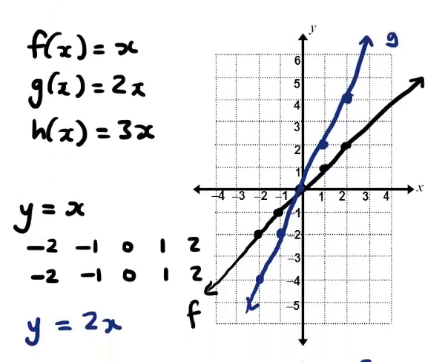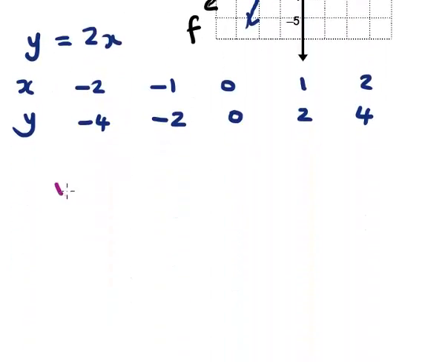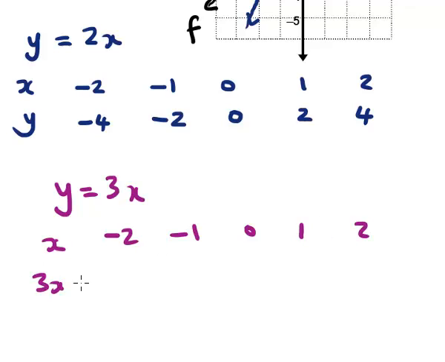What about the other one, which is h, which is going to give you y = 3x. Let's have a look at y = 3x. Let's pick some values for x: -2, we made those up. If we multiply each of them by 3, -2 times 3 is -6. This is -3, 0, 3, and 6.